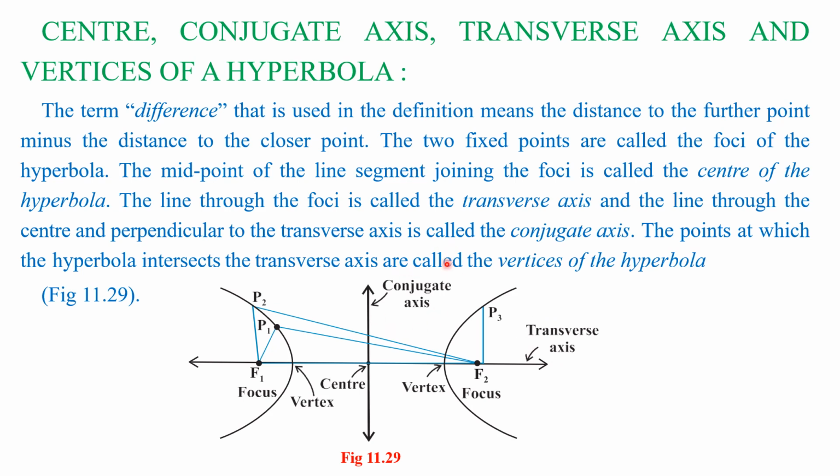Okay, my children? Right. The points at which the hyperbola intersects the transverse axis are called the vertices of the hyperbola. See, this is the hyperbola. This hyperbola is intersecting the transverse axis at this point and at this point. At these 2 points, the hyperbola is intersecting the transverse axis, so these 2 points are called the vertices of the hyperbola. Understood these parts of a hyperbola, my dear children? Right.